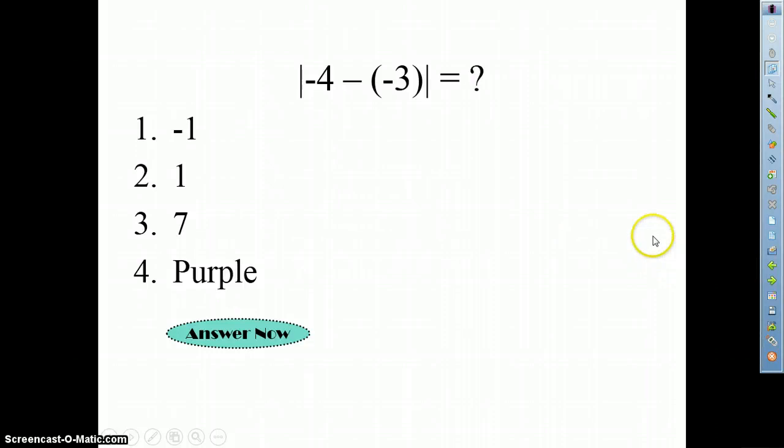Now we have the absolute value of negative 4 minus negative 3. Here our absolute value bars are on the outside. So first we have to do our subtraction on the inside and then find the absolute value of our answer.